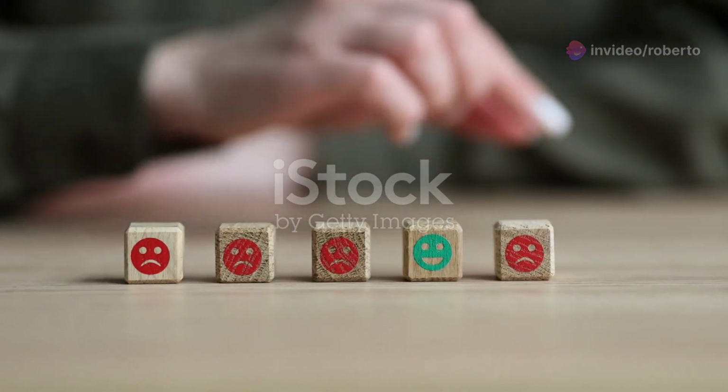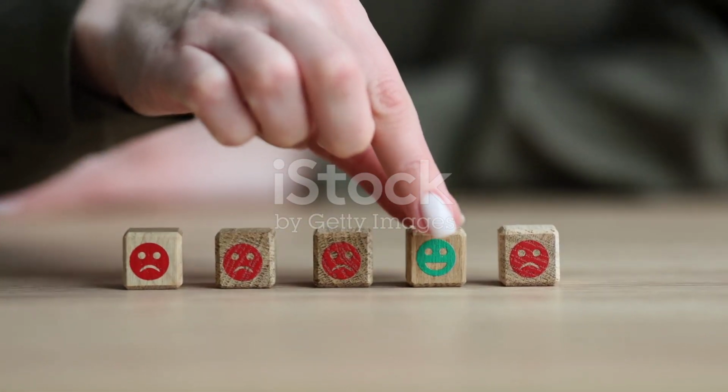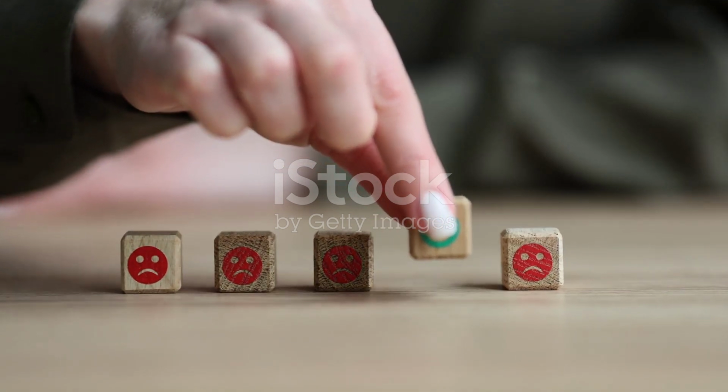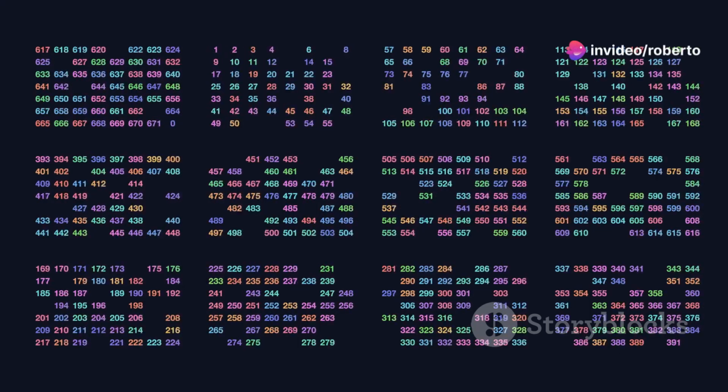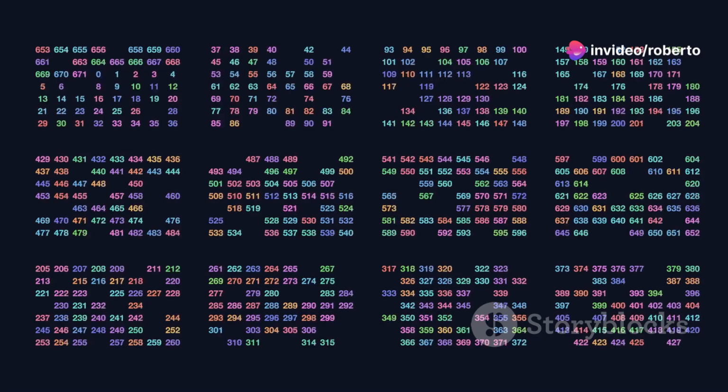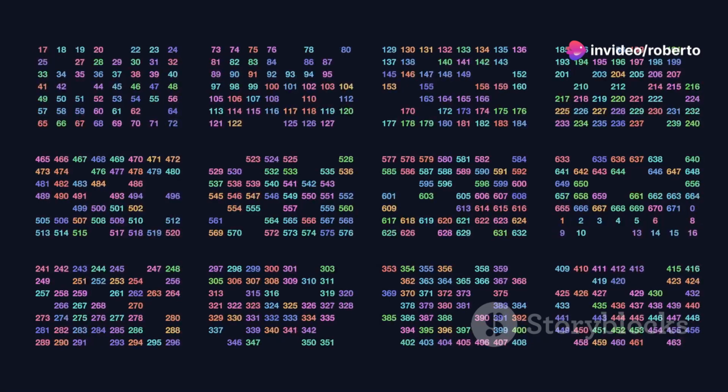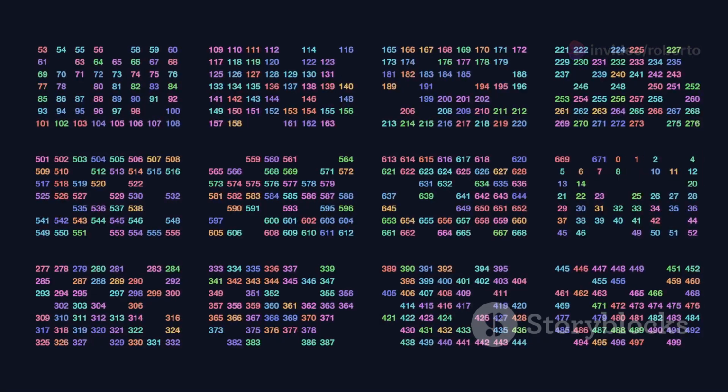To begin, quicksort selects a pivot element from the array. This pivot can be chosen in various ways, such as picking the first element, the last element, or even a random element. The choice of pivot can affect the efficiency of the sort, but the fundamental process remains the same.